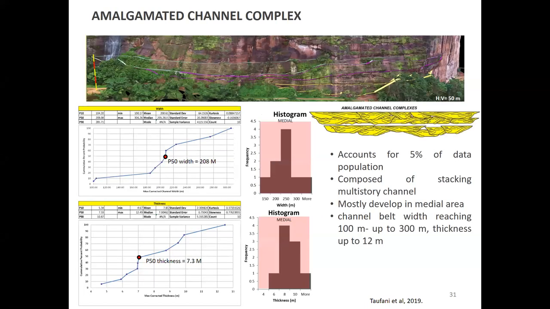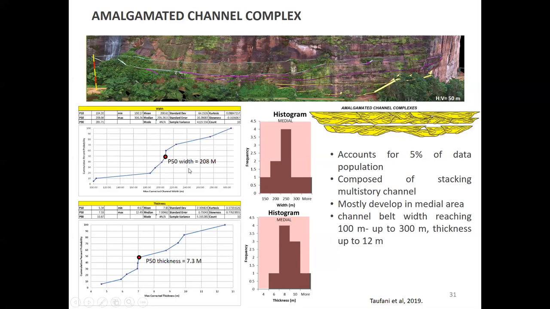Last but not least, we also have the amalgamated channel. For the amalgamated channel, we have very, very limited data. We only have 5% of the data population. At least we can know the geometry of the channel itself.